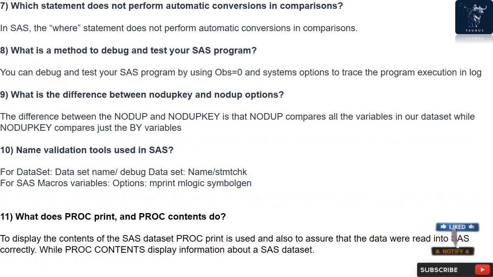10. Name validation tools used in SAS. For datasets, data dataset name / debug, dataset name /stmtchk. For SAS macro variables, options: mprint, mlogic, symbolgen. 11. What do PROC PRINT and PROC CONTENTS do? To display the contents of the SAS dataset, PROC PRINT is used, and also to ensure that the data were read into SAS correctly. While PROC CONTENTS displays information about a SAS dataset.